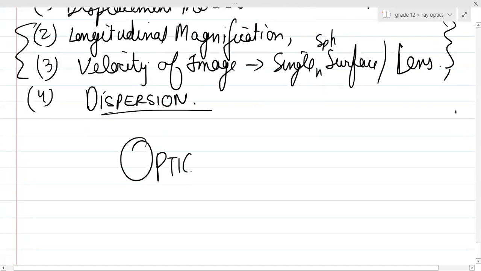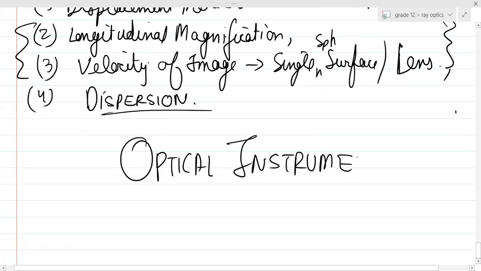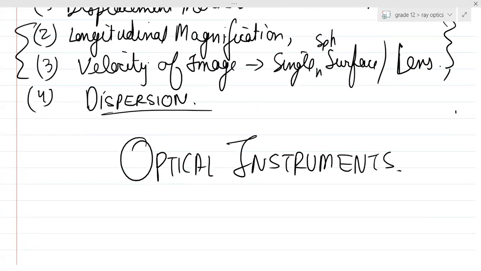Please write down the heading optical instruments. Guys, please write down the new heading, optical instrument. We'll complete the remaining chapter, don't worry. Maybe I need to give a lot of things to you in ray optics itself, but time is not allowing because I need to start with wave. I need to complete your syllabus before the end of November.